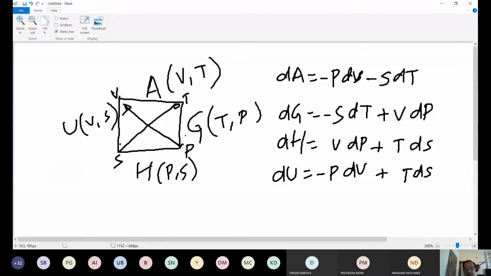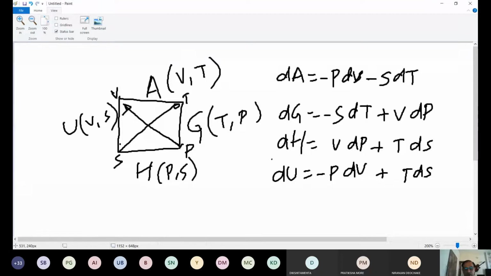Now for dG, it is a function of temperature and pressure, so it is going to be dT and dP. The coefficient of dT is S, which is opposite to T, so S dT, and the coefficient of dP is V, which is opposite to P, so it makes V dP. In this case the arrow is pointing towards T, so the sign of S dT will be minus, and the arrow is pointing away from pressure, so the sign of V dP will be positive.